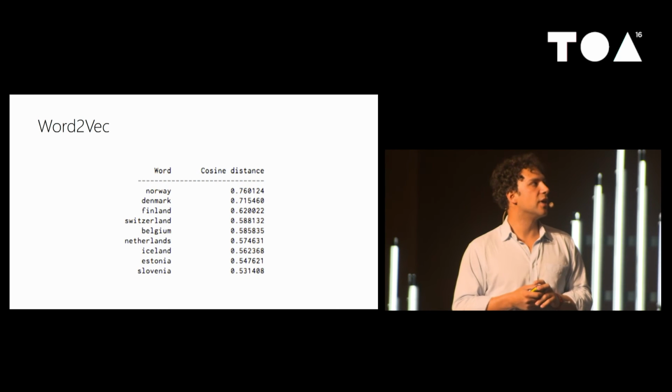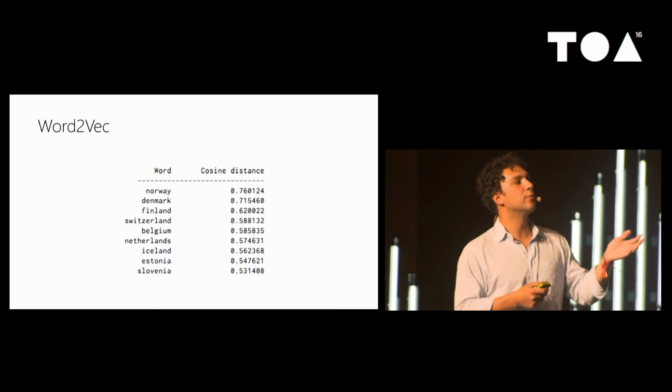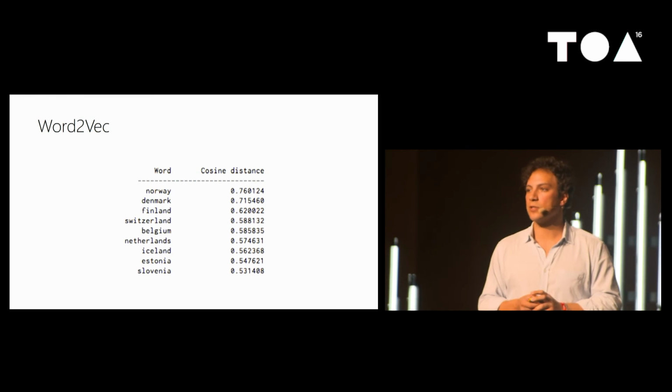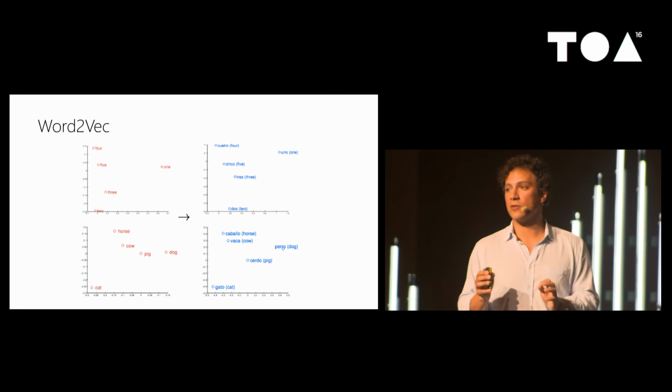So here you can see that if we plug in, these are all the most similar words to Sweden. And you can see it understands Norway, Denmark, and Finland. It's all the countries that are similar to Sweden. But it also understands all of this other structure.